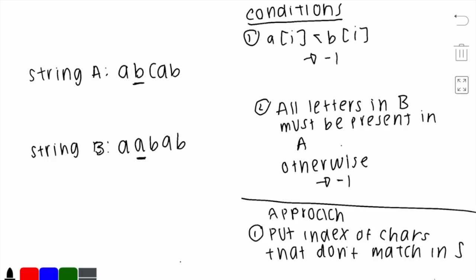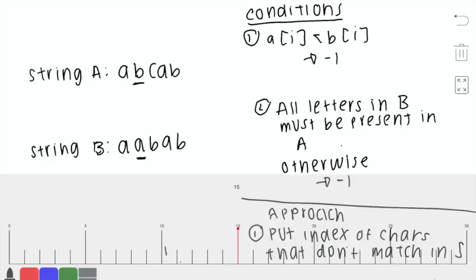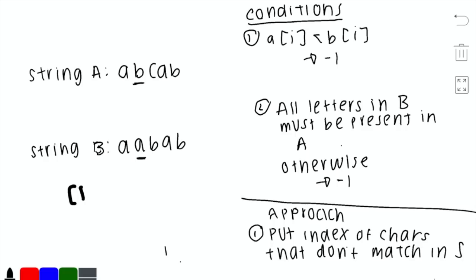And so I'll denote S to be the subset. Again, we put the index of the characters that do not match in S. So in this case, that would be 1. And so the next thing is that we need to find a character in string A that does match with the character in string B.